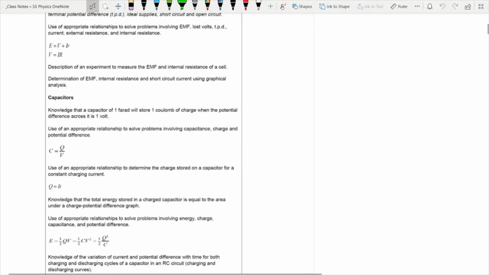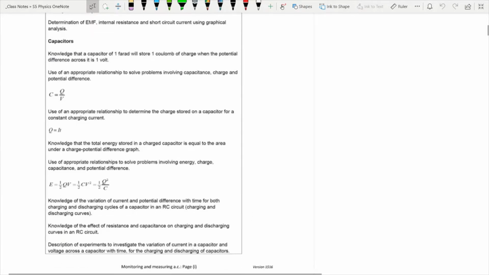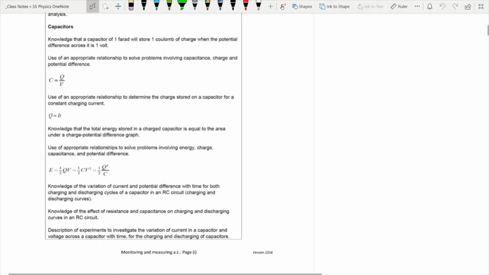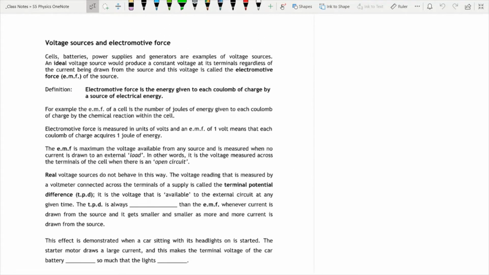And also capacitors. You have looked at capacitors, you know what they do, but we're going to look into quite a bit more detail about capacitors and how they work in higher as well. So a few more equations come across that are related to capacitance, and a little bit about how they charge and discharge. So we're going to start off with the internal resistance side of things.